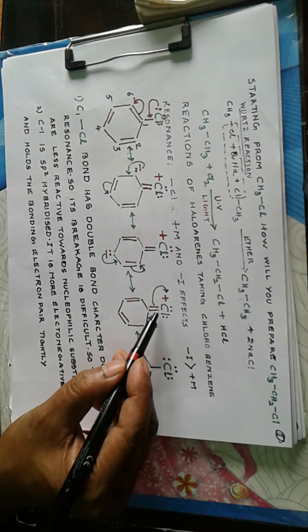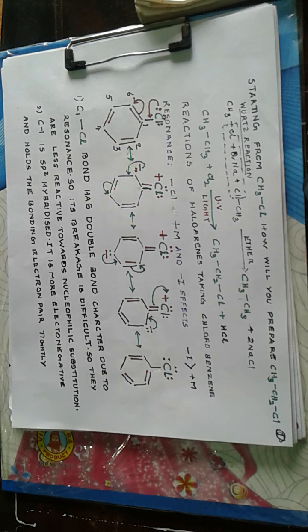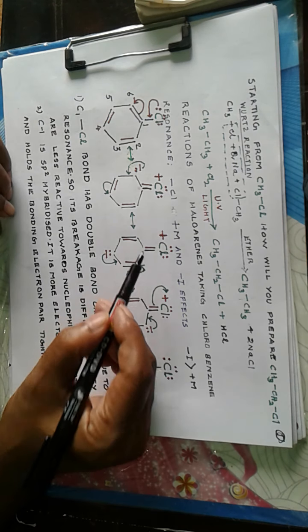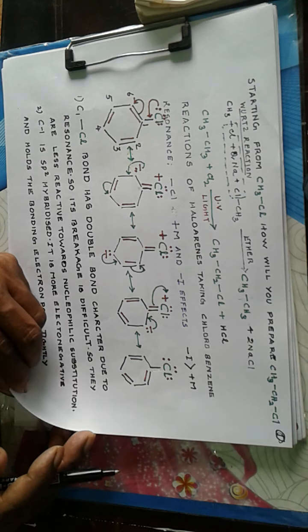Now, this molecule cannot undergo nucleophilic substitution mainly because the carbon to chlorine bond has double bond character due to the plus M effect. So the breakage of this partially double bonded C-Cl bond is difficult. So easy nucleophilic substitution cannot occur in chlorobenzene, but if drastic conditions are used, for example high temperature and high pressure, then we can break the C-Cl bond. So due to the partial double bond character of the C-Cl bond, easy nucleophilic substitution is not possible.